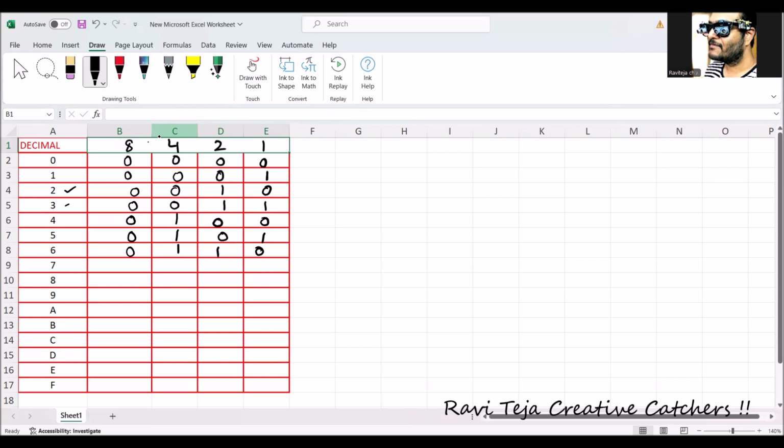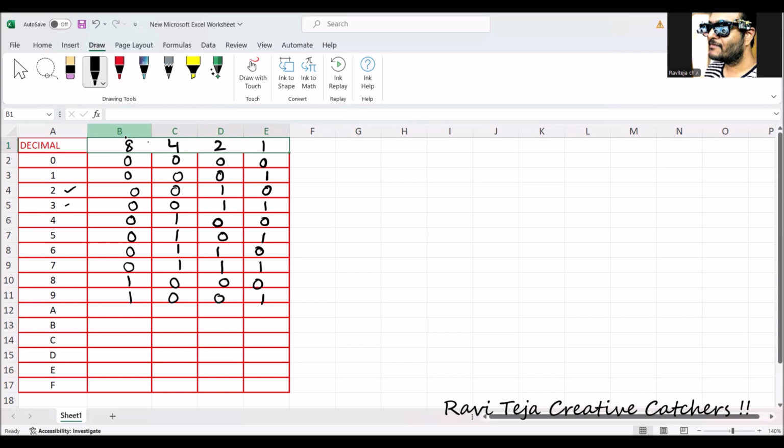Coming to 7, 4 plus 2 plus 1: 1, 1, 1 and the last one will be 0. Coming to 8, the first position is 8 itself. Put 1 there and put the remaining values as zeros. Coming to 9, 8 plus 1 gives us 9. So put 1, 1 over here and the remaining zeros.